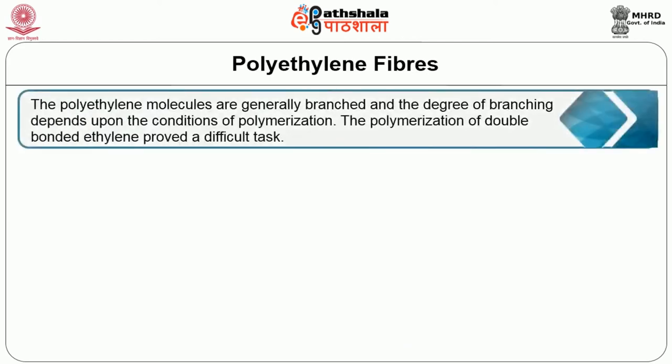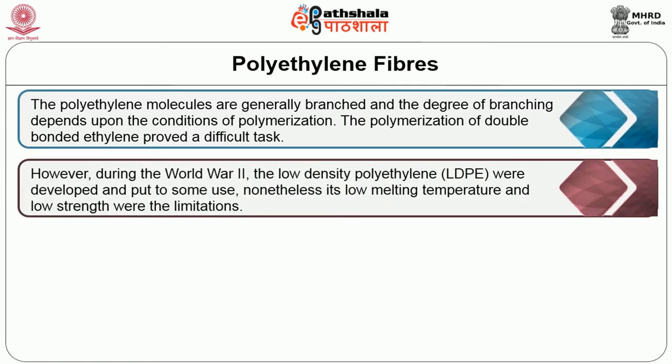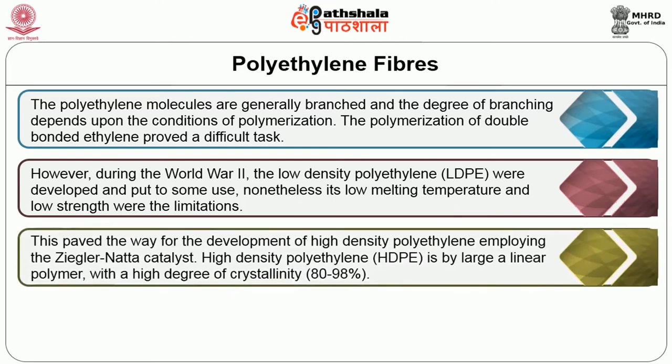Polyethylene fiber. Polyethylene molecules are generally branched, and the degree of branching depends upon the conditions of polymerization. The polymerization of double bond ethylene proved a difficult task. However, during World War II, low-density polyethylene, also called LDPE, was developed and put to some use. Nonetheless, its low melting temperature and low strength were limitations. This paved the way for the development of high-density polyethylene employing the Ziegler-Natta catalyst. High-density polyethylene, also called HDPE, is by and large a linear polymer with a high degree of crystallinity in the range of around 80 to 98%.